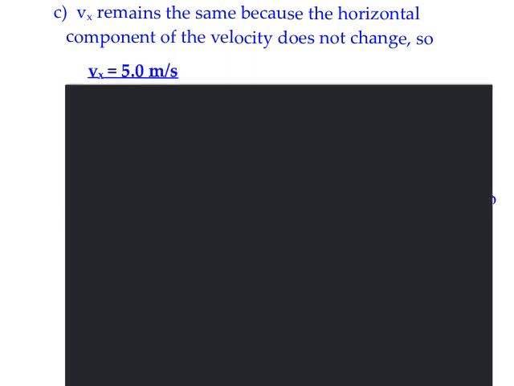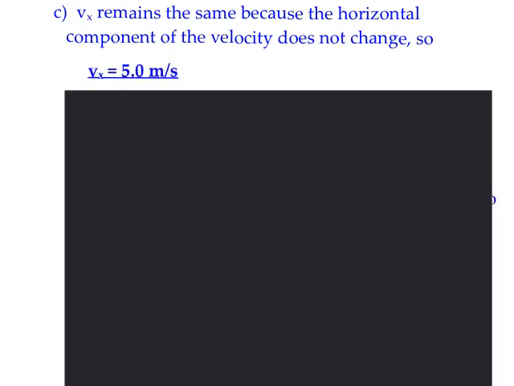And lastly, in part C, we were asked to look at the velocity components. So I went ahead and wrote some notes in here for you. The Vx, that's the horizontal component of the velocity, it does not change the entire path. So we started out with 5 meters per second. We're going to end with 5 meters per second.